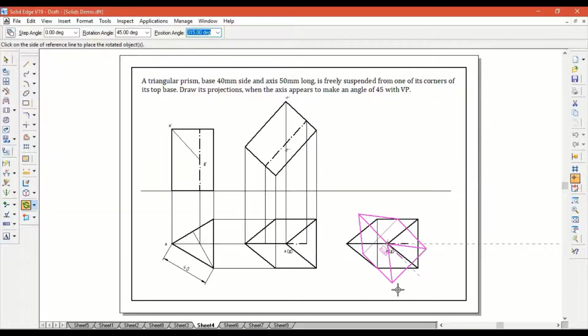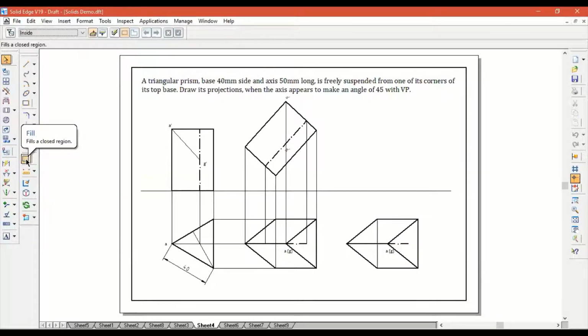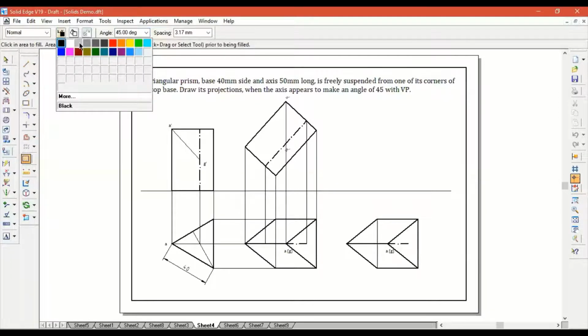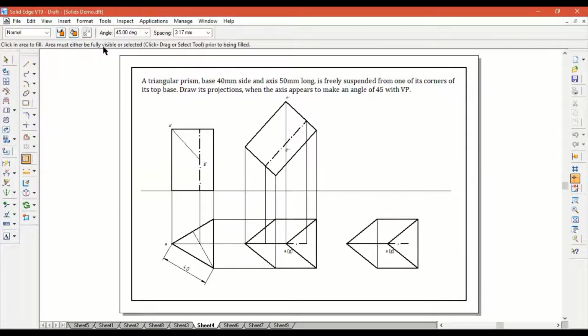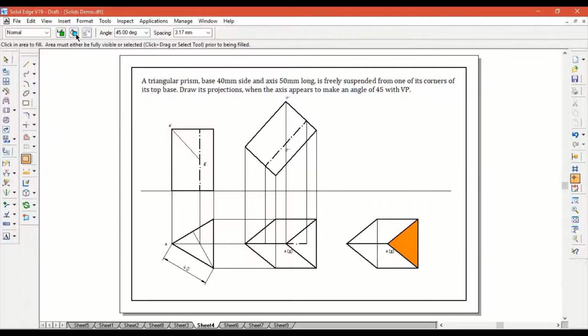Okay, I'm going to just make a few changes so that you understand what is what. So there's an option for you to fill in or shade a given region. So I'm just going to use that to illustrate my point. Okay, so this shaded region is the top base, the base in orange. Let's say I pick up green. So the green base is my bottom base.